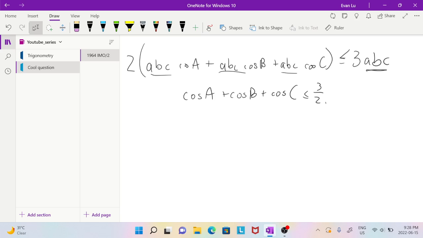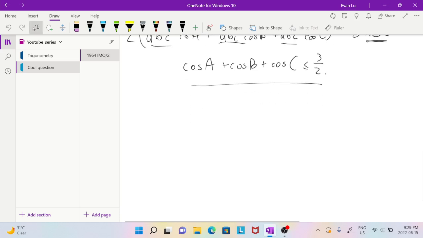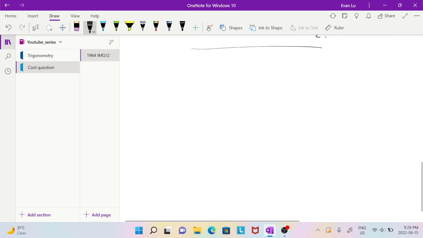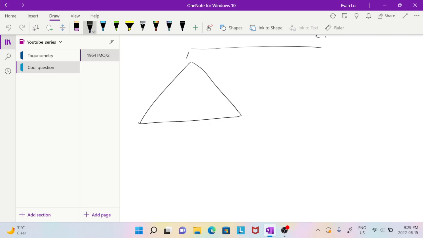I'm pretty sure that this is a known inequality, but I actually haven't been able to find it online. So I can sketch a part of my proof for this here. What we can do is just draw a triangle. Let's say this is A, B, C. And let's drop an altitude. Okay, so this is angle B and this is angle C.